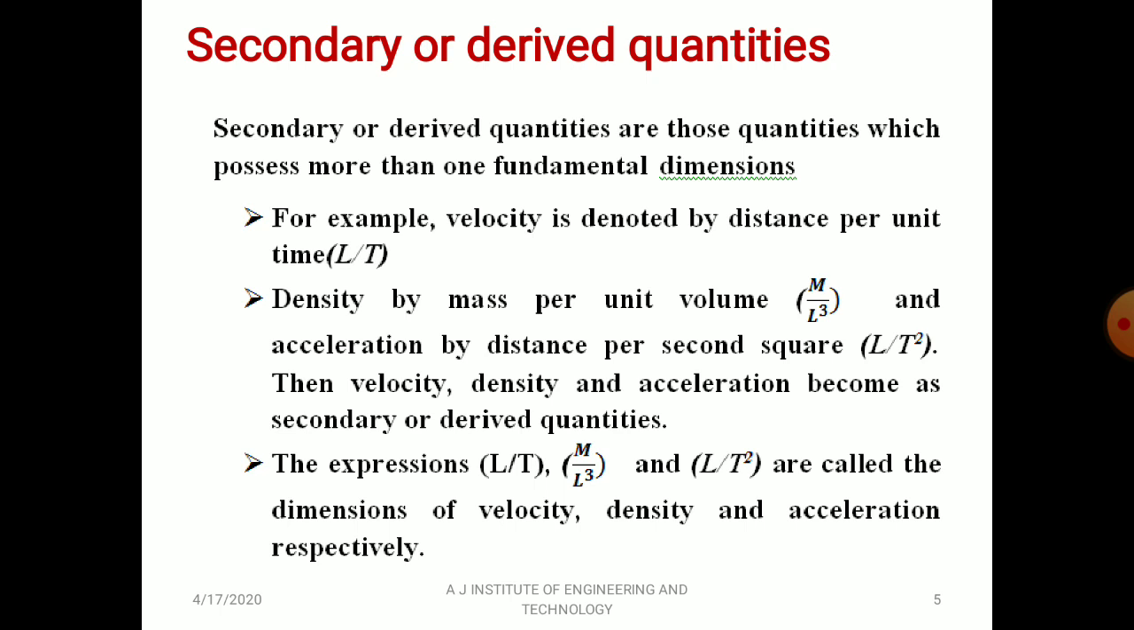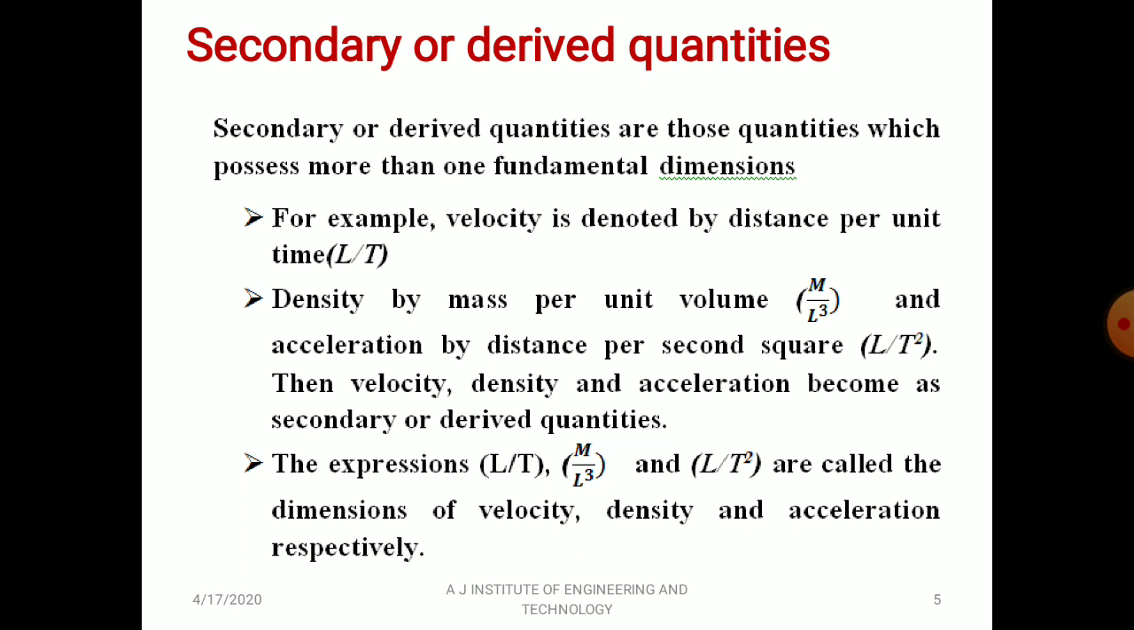Then secondary or derived quantities, as the name itself indicates, are the quantities that are derived from primary or fundamental quantities. You can take into consideration area. Area is given by length into breadth, and the unit is meter square. Meter is the unit of length, so the dimension for length is L. So L into L, that is L square. So area is a derived quantity or secondary quantity.